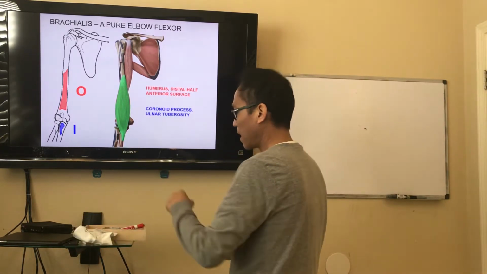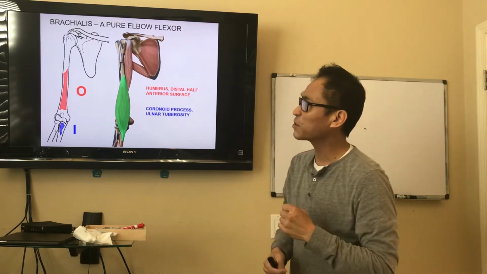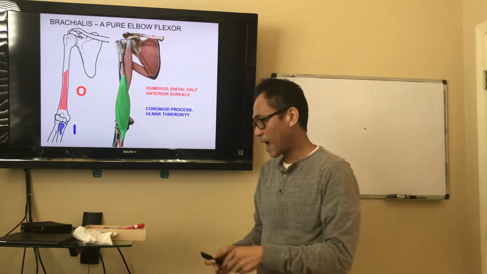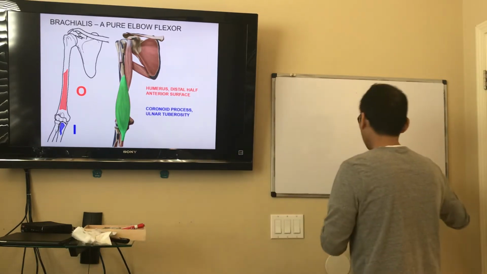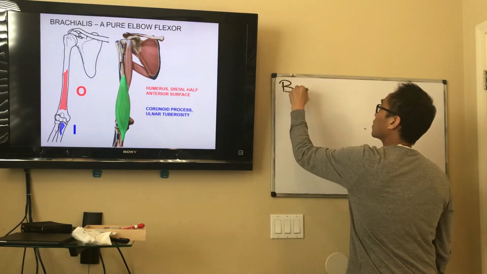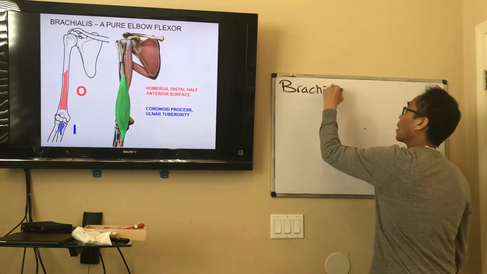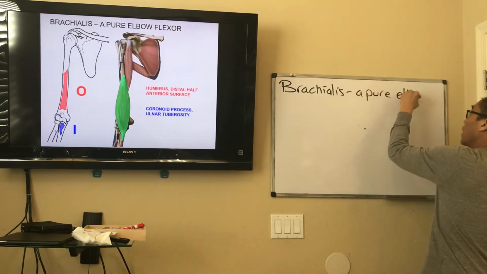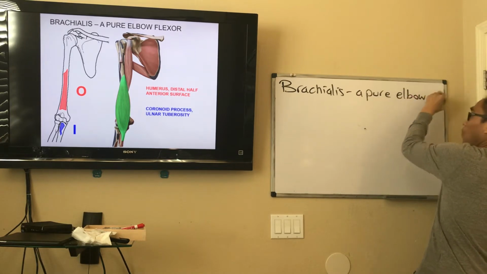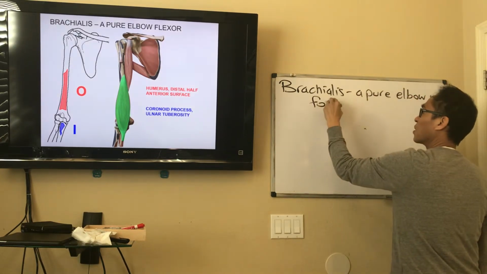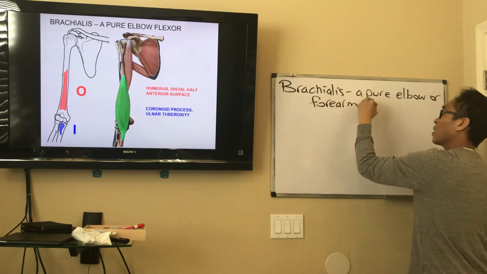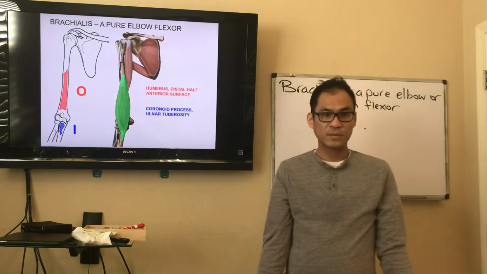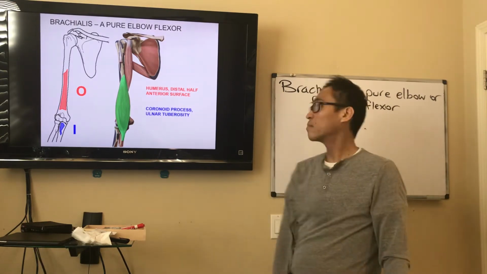We describe the brachialis as a pure elbow flexor. Pure meaning that it doesn't do anything else. Flex elbow. That's the action of brachialis. A pure elbow or forearm flexor. Again, that started from the anatomical position, just flex elbow.